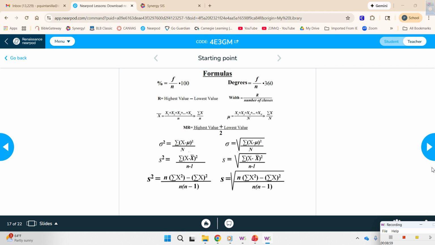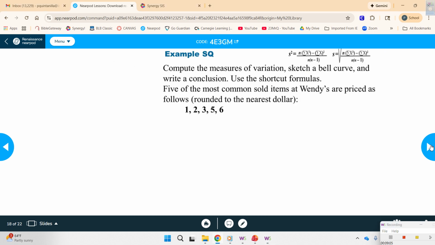Example super Q. I want you to write that problem into your notebook again, but just write the data. You don't have to write the whole thing since you already have the warm-up. As you're copying down that data, example super Q reads, compute the measures of variation, sketch a bell curve, and write a conclusion. Use shortcut formulas.